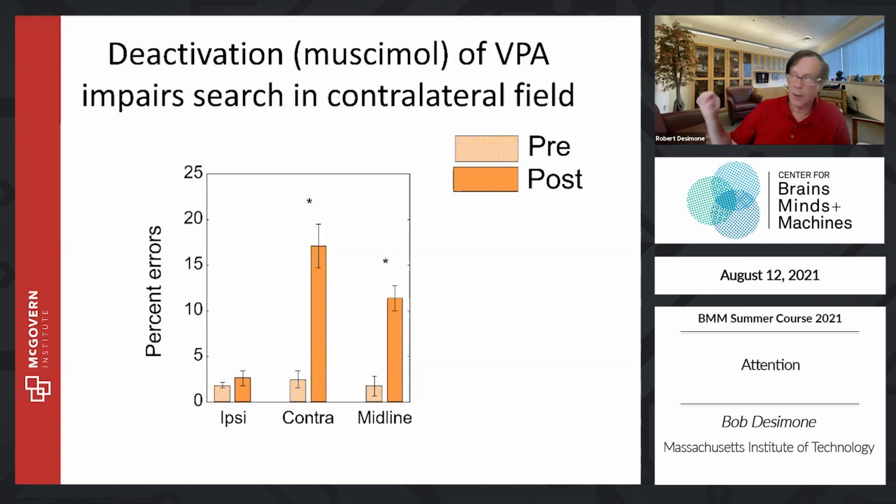one hemisphere. And then first of all, we measured the animal's performance in the visual search task. We measured it both pre-muscimol, when the animal is normal, and post-muscimol, when the animal has VPA deactivated on one side. In the ipsilateral field, it's not affected by the VPA deactivation. There's no difference. But in the contralateral field, there's a big increase in errors if the animal's had its VPA deactivated. And there's an intermediate effect if the stimulus is presented on the midline. So at least behaviorally, VPA seems to be important for this feature-guided attention in visual search.